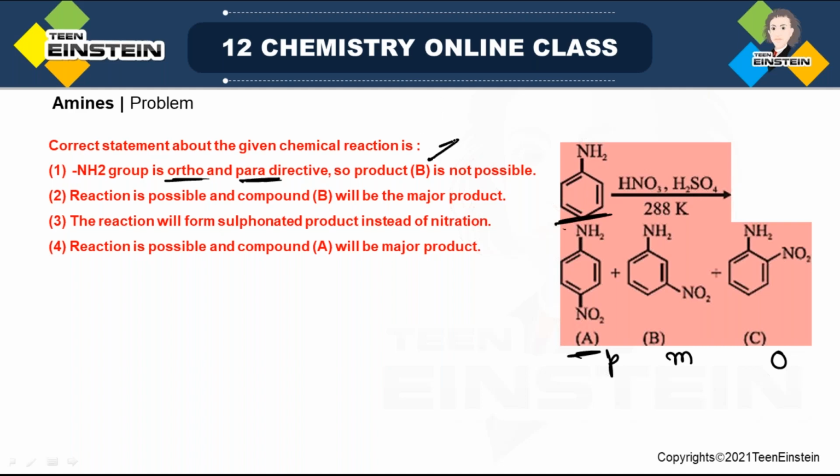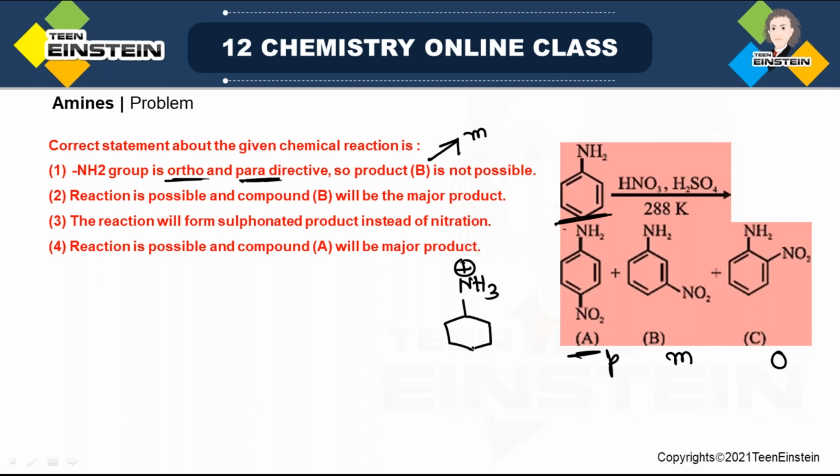It is also saying as it is ortho and para directive, product B is not possible. Now product D is basically meta. But remember, in today's first slide that we have seen, meta is also possible, and meta will produce 47%. So very significant amount. And why is it possible? It is possible because of this anilinium ion.